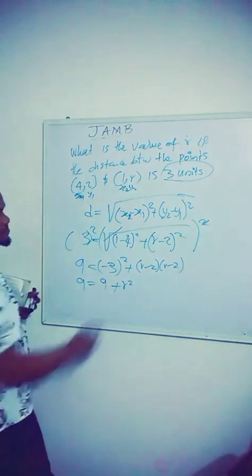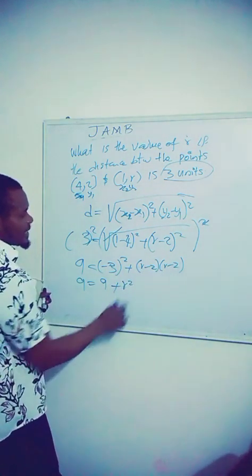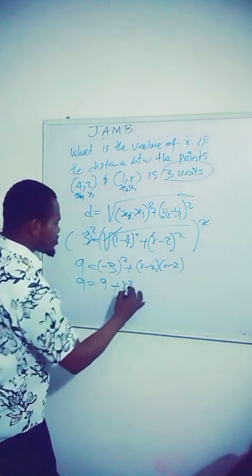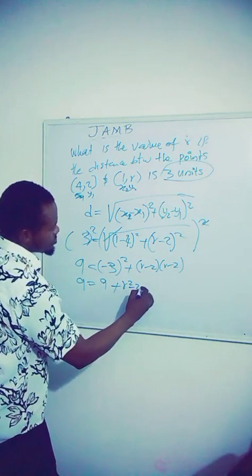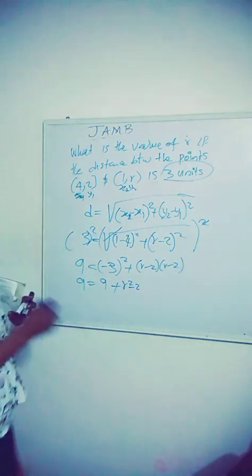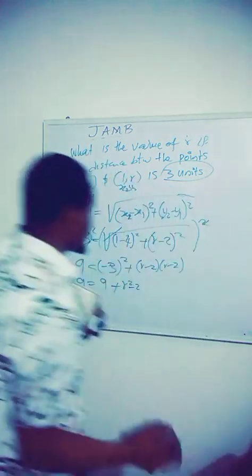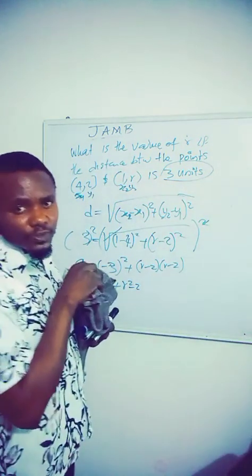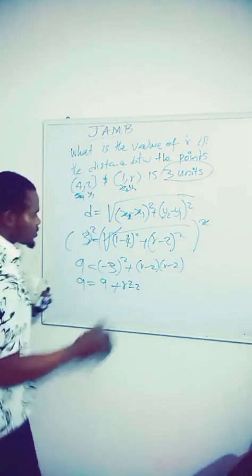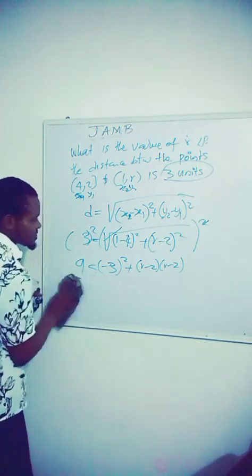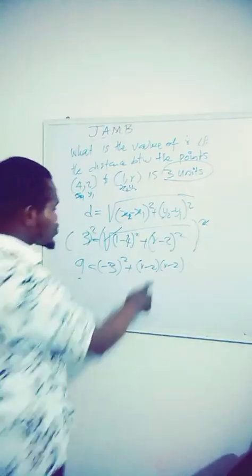Plus r times r, r square, then r times 2 minus 2 minus 2. So let me just do something here. We don't need this, this is a jam question. You have to be very smart. So now from here, let's do something. You don't need to expand this.